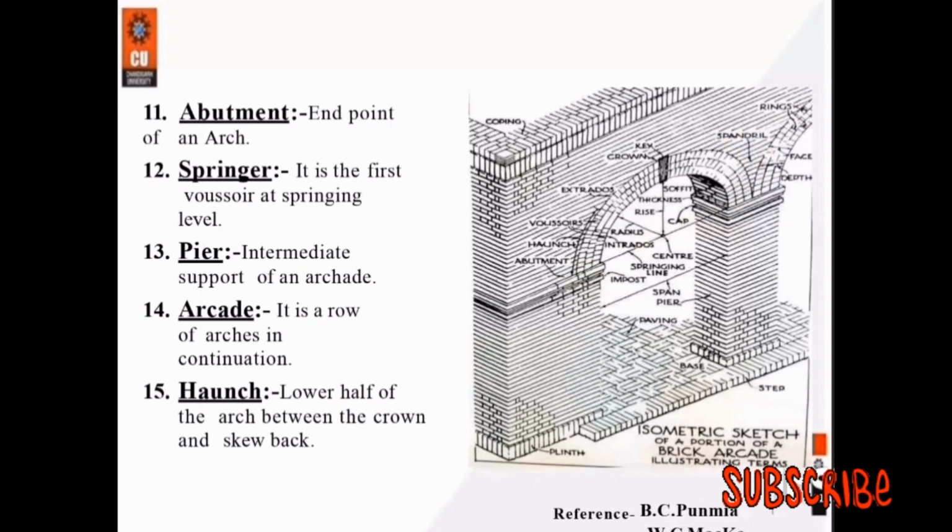Abutment: the end point of an arch is called abutment. This is the abutment. But this is not the abutment. On the other side of this arch, it is not an abutment because the next arch starts. Then what do we call it? Pier. This is called pier. The last pier is called abutment, and intermediate supports are called piers.